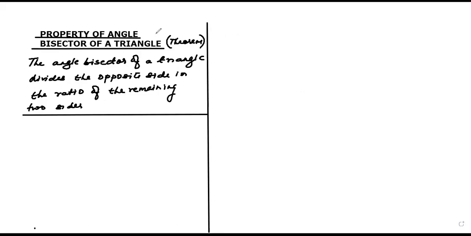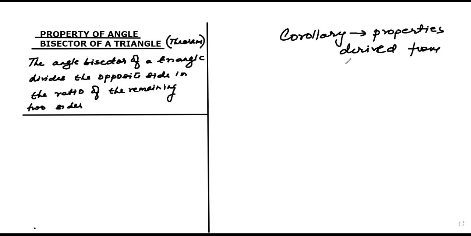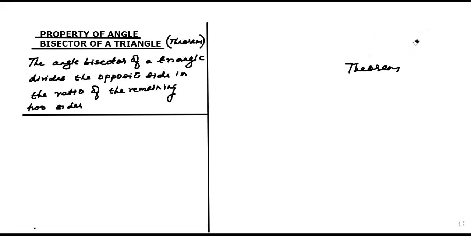Now this is a corollary of the basic proportionality theorem. What do you mean by corollary? Corollaries are nothing but properties obtained from a theorem, properties derived from theorems. So this is a corollary of the basic proportionality theorem. It is derived from the basic proportionality theorem, and you have to remember this. If you want to find the proof, it's very simple, but you have to remember this.